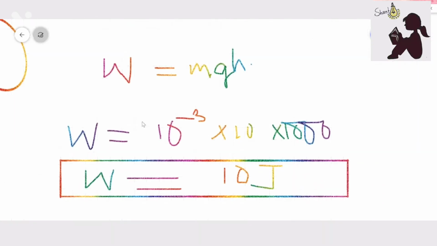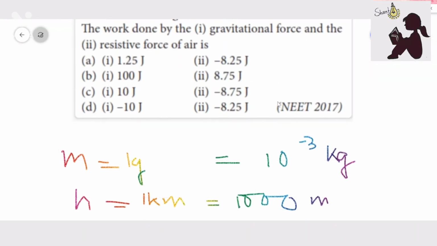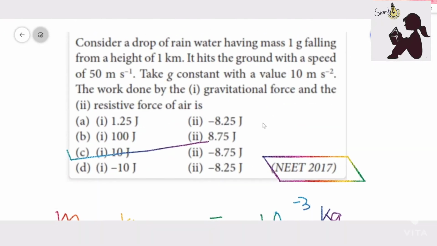So the answer to the question is 10 joule and minus 8.75 joule. So option C is the correct answer. This is a question from NEET 2017. I hope you have understood this concept of work, power and energy very well, and you will be able to solve 90% of the problems from work, power, energy if you understand this concept.